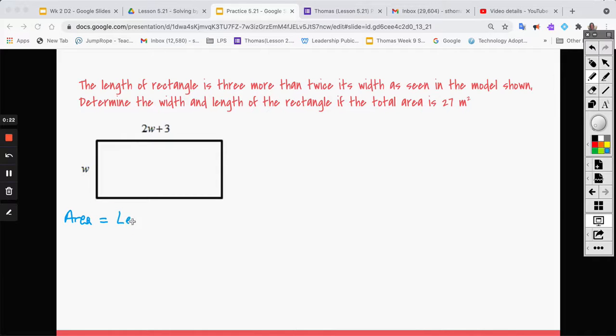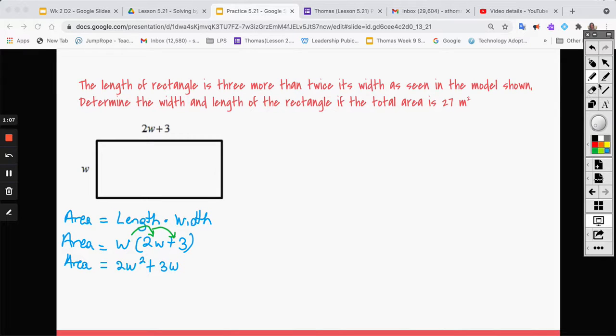is equal to length times width. And so in this case, area is going to be equal to W times 2W plus 3. When we simplify that, using the distributive property, you're going to use a W to multiply each of the terms inside your parentheses here. So this will become 2W squared plus 3W.